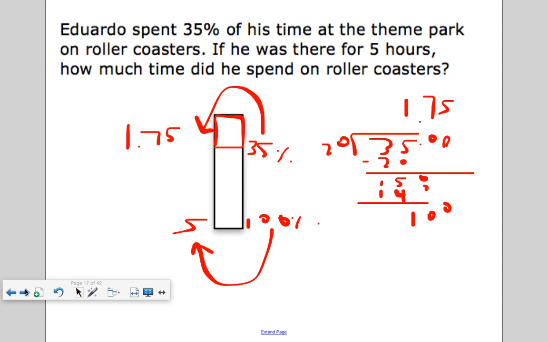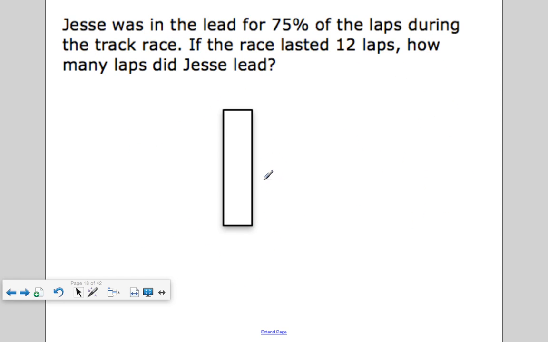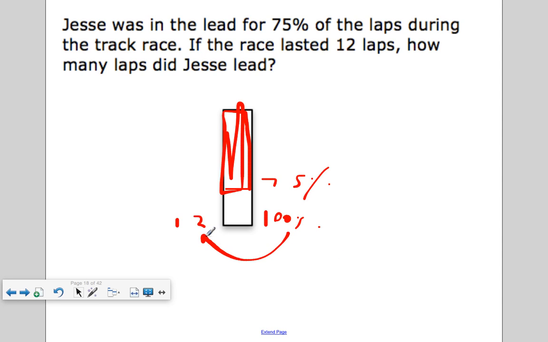And our last example, Jesse was in the lead for 75% of the laps during the track race. So isn't that more than half of the race? Yes. And the race lasted 12 laps, which is 100%. So how many laps did he lead? Well, can 100 be broken down to 12? No. Could I simplify 75%? I could divide both numbers by 25 and get 3/4. Can 4 go into 12? 3 times, 3 times 3. So it's 9 laps he was in the lead.